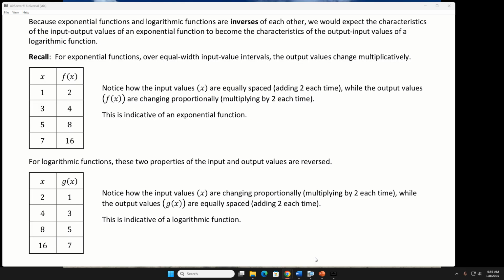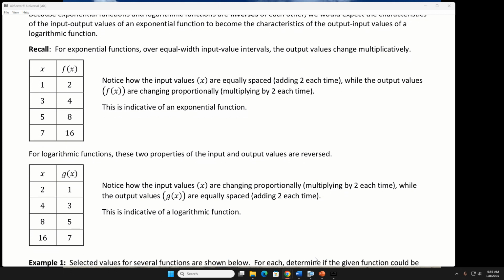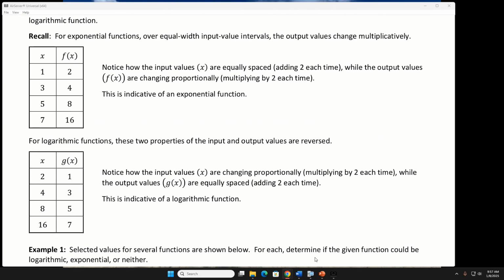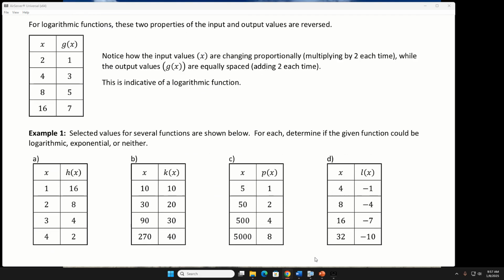So if you have an exponential function where the input is equally spaced and the output is changing proportionally, and you switch the x and y, what is going to happen now? Which one is going to be equally spaced? The output. And then the input is going to change proportionally. So this function here was an exponential function, and all I did was change the x's and y's. So now the output is equally spaced and the input is changing proportionally. So that's what you look for when something is a logarithmic function. You're going to get this.